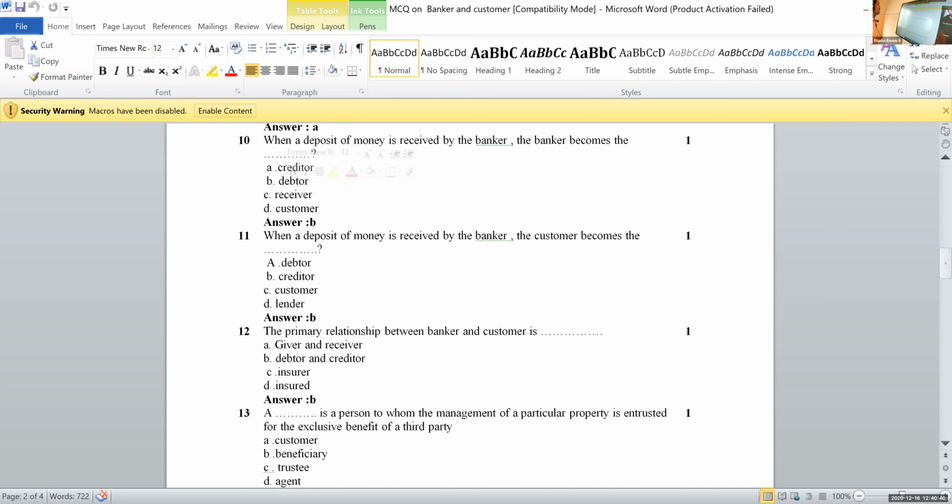Next, when a deposit of money is received by the banker, the banker becomes debtor. The bank is getting the amount, so the bank becomes debtor. The other person becomes the creditor. Look at the next, the opposite: when a deposit of money is received by the banker, the customer becomes creditor.